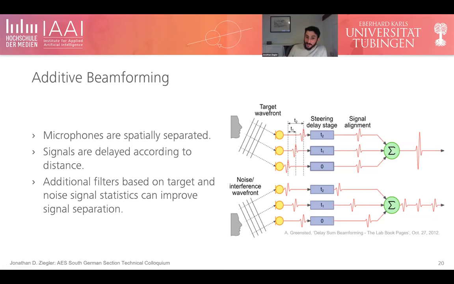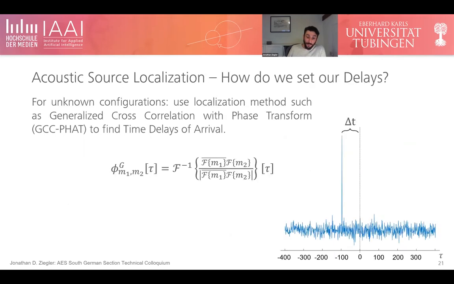If you have noise arriving from a different angle, these delays will not be compensated accurately, and this signal will actually be reduced in volume statistically compared to the target wavefront. The question is, how do we set these delays? Well, if you know exactly where your microphones are, and you know where your target is coming from, you can just geometrically solve for the distance, and then with the speed of sound, you can figure out what delays you want to set. But if you don't know where your microphones are placed exactly, or you don't know where the target is coming from, you have to use some sort of acoustic source localization approach. We chose to use generalized cross-correlation.